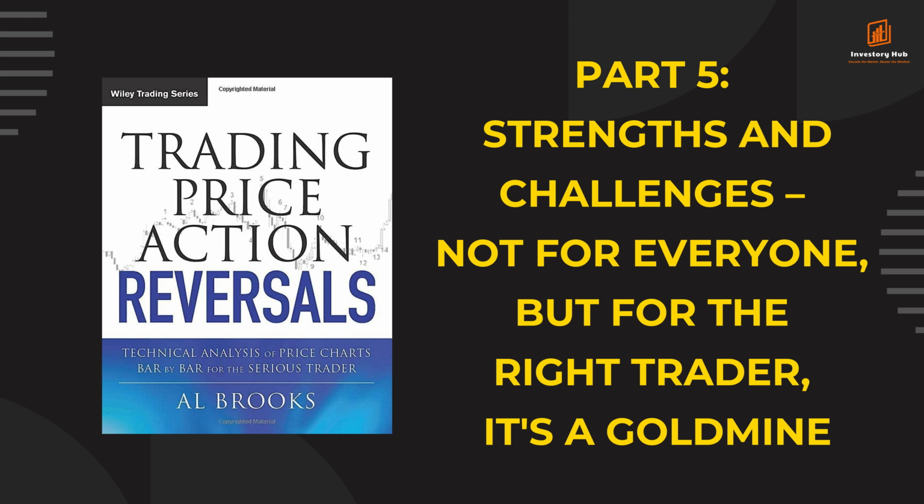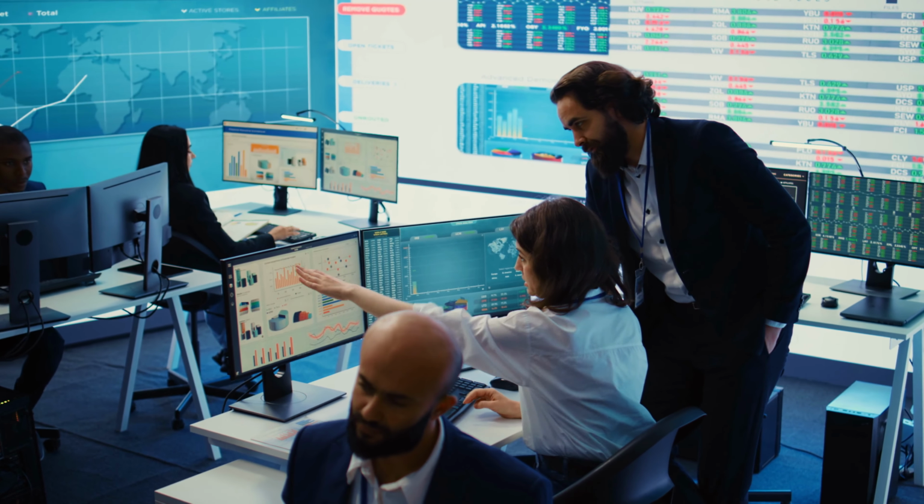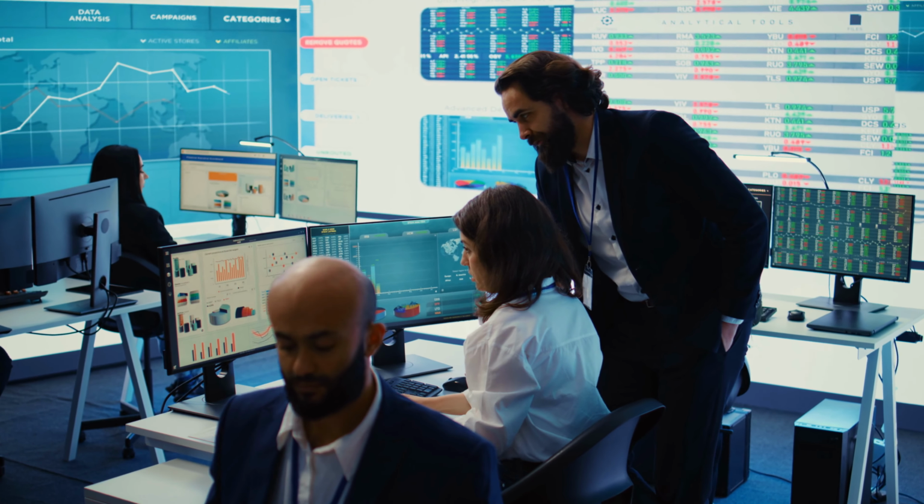Part 5. Strengths and Challenges. Not for everyone, but for the right trader. It's a goldmine. Let's be real. This book isn't for everyone, but if it fits you, it could be one of the most valuable trading resources you ever pick up. Let's start with the strengths.